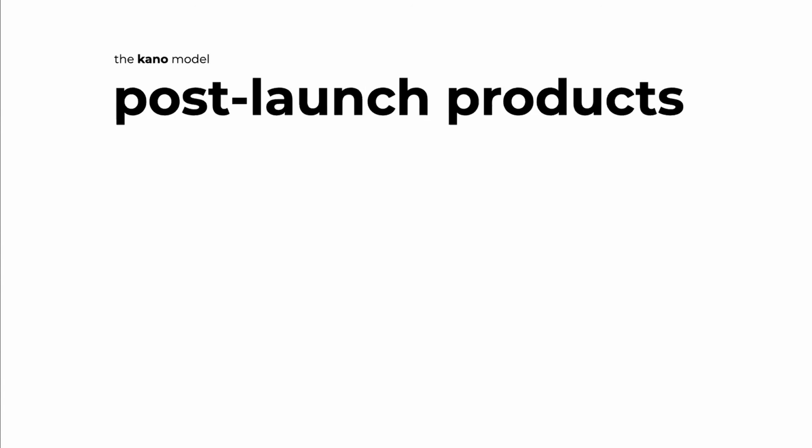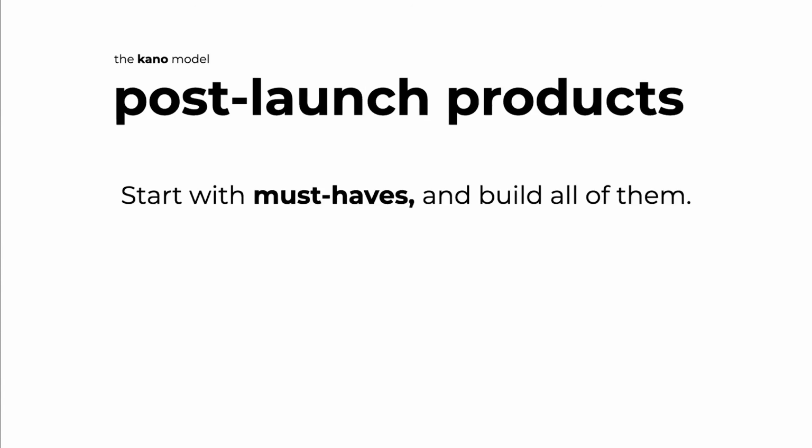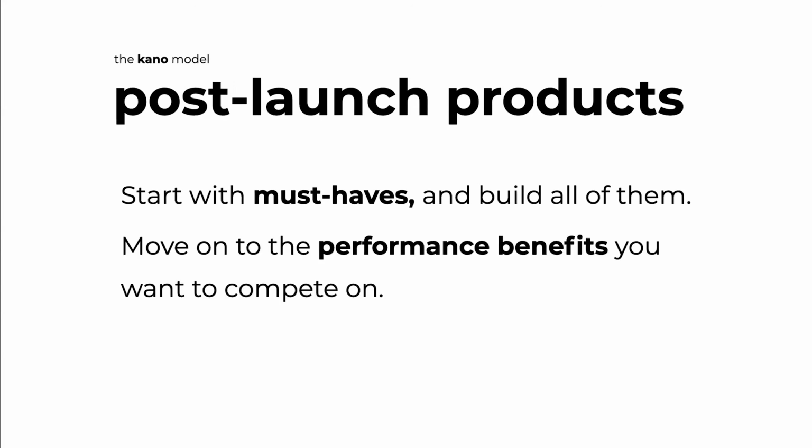For post-launch products, it's a little bit different. You might find that you're missing some must-haves, and you absolutely have to start with building all those must-haves out. That has to be the very first thing you do. Without those must-haves, your product simply is not viable. Then you can move on to some performance benefits that you want to compete on. Because of how important those performance benefits are, you do eventually need some level of implementation for all of them.